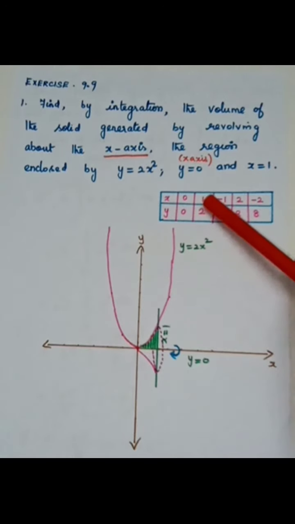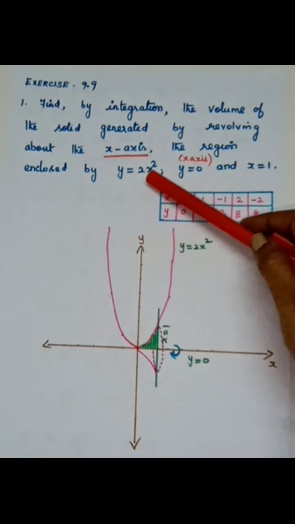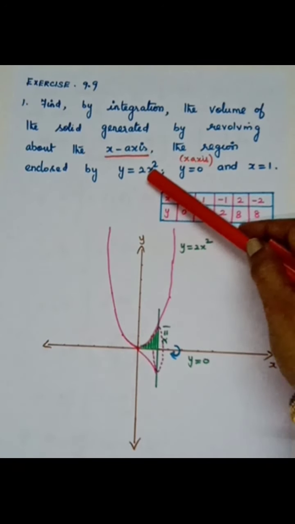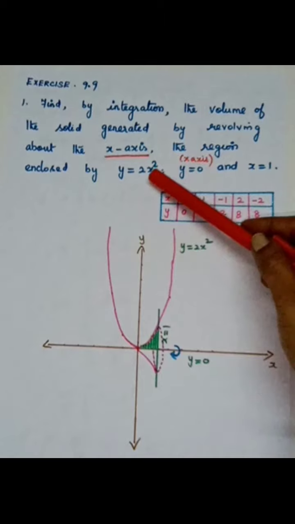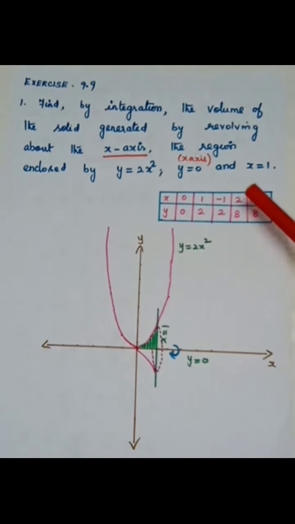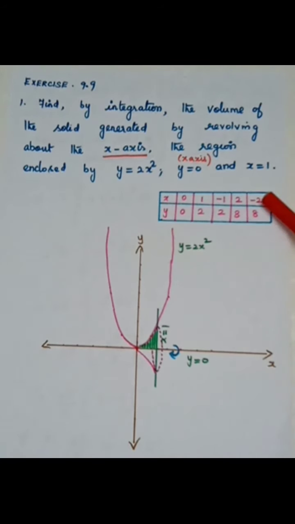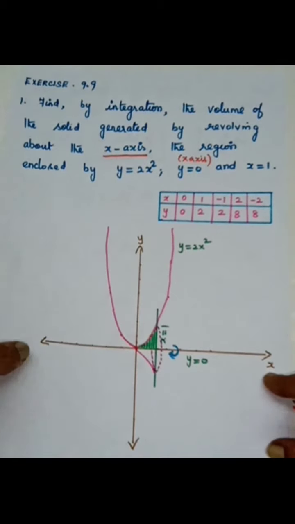So I am going to give one value for x. Put x is equal to 1. If you substitute x equal to 1, y is equal to 2. If you substitute x as minus 1, the whole squared is also 1, so y is equal to 2. And if you put x is equal to 2, 2 squared is 4, 4 2s are 8, and for minus 2, you will get the same value. You can have more than that.